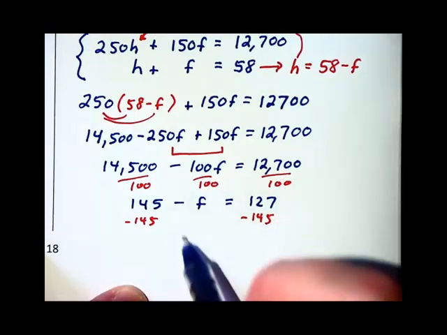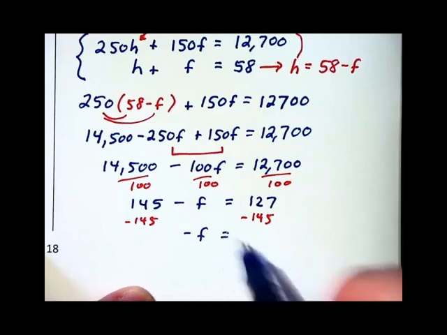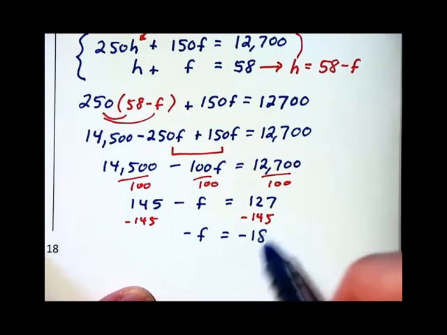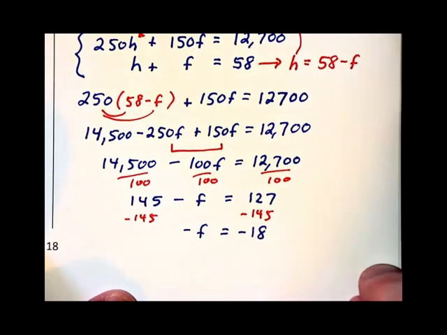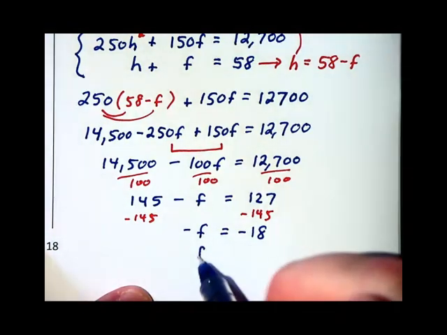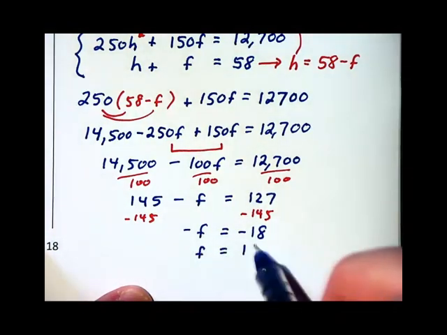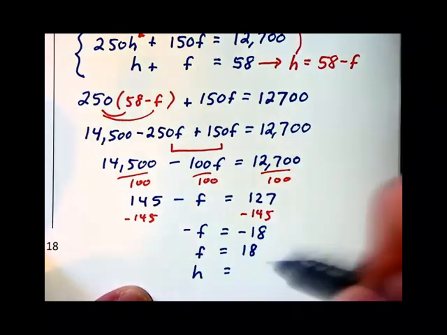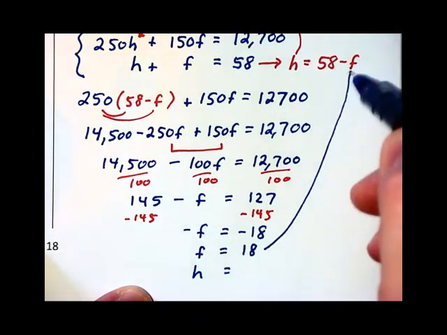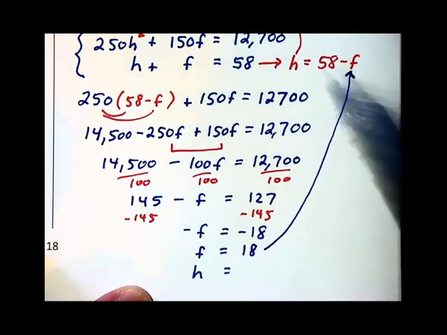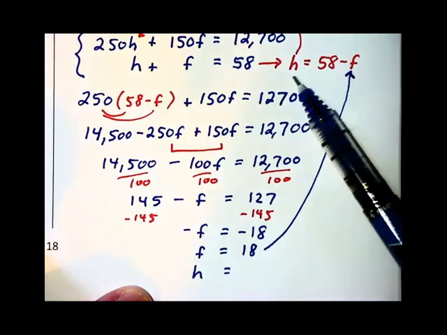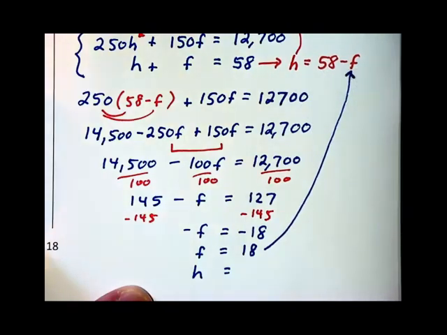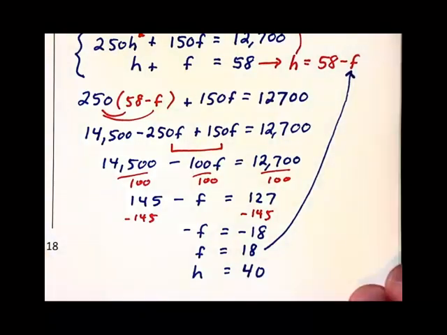We will have negative F equals negative 18, and we want to solve for F itself, so dividing each side by negative 1 we have 18 orders of French fries, and then the number of hamburgers can be found by taking our 18, substituting in for F in this equation up above. H will be 58 minus 18, so H will stand for 40 hamburgers altogether.